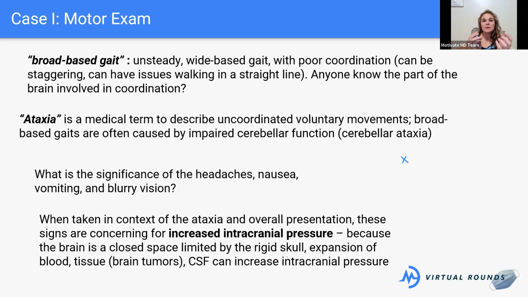So anytime we have something else come into that space, whether that be blood, whether that be a brain tumor, anything else like that, that can cause expansion and an increase in pressure because you don't have anywhere to go, right? If you don't have an increase in volume, but you add more things in, then the pressure is going to increase. So essentially, those are what these symptoms are indicative of.